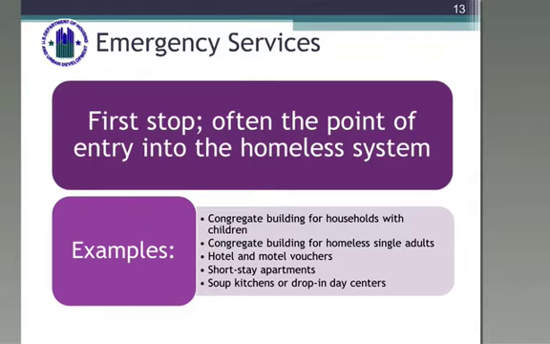A locality might decide to establish a triage point to assess service-related needs of homeless families and individuals, such as homeless individuals with HIV or AIDS or mental illness, in order to make an appropriate emergency placement.